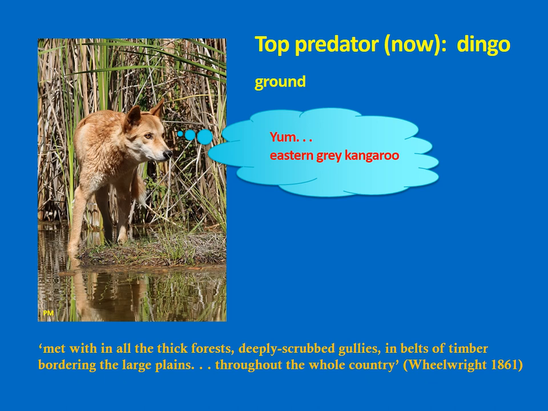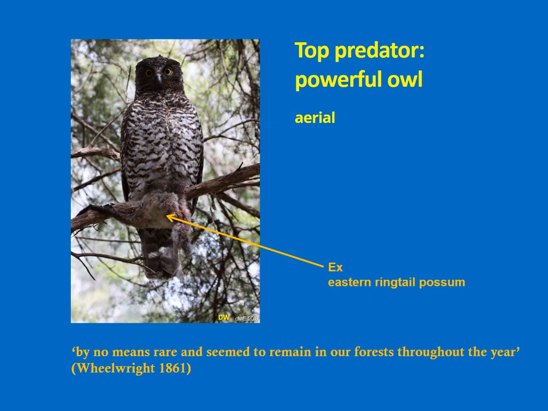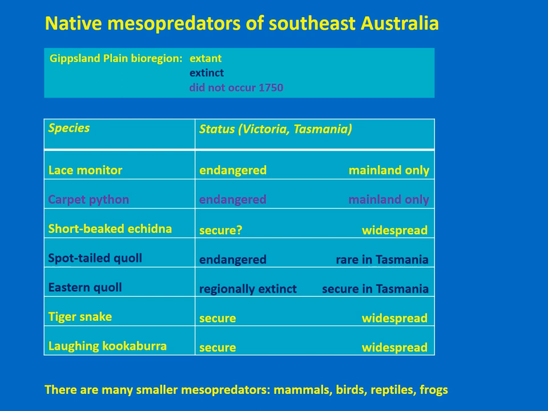The powerful owl is and remains a top predator. It's vulnerable in Victoria due to the loss of tree hollows, large trees in which to nest. A major predator of eastern ringtail possum. Now below top predators we have mesopredators. A mesopredator can be killed by a larger predator at any stage of its life cycle.